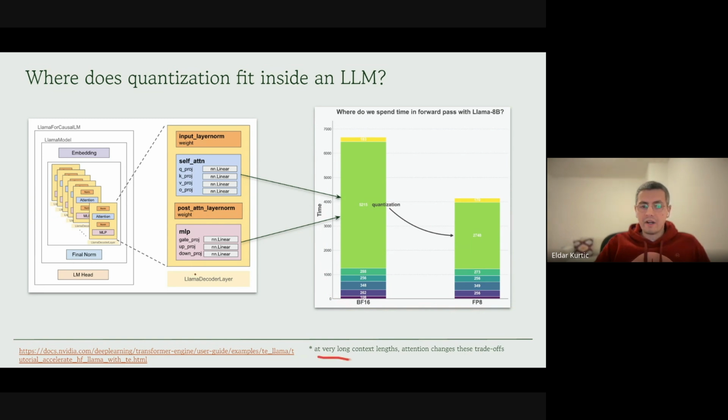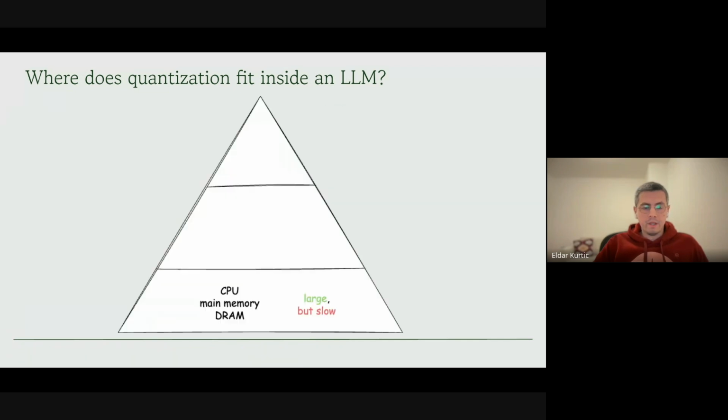If we are dealing with very, very long context lengths, like 100K, a million, and so on, these crazy values, then this trade-off is going to change a bit, because then the attention becomes very, very expensive to work with. But for most use cases, this is what we're going to deal with. And the main takeaway from this is that we really want to quantize torch.nn.Linear. So every single instance of torch.nn.Linear, the linear operators that we have inside the model, we would like to quantize them.